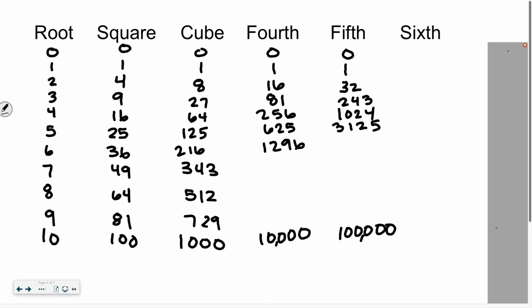And I'll put a few in my sixth column. 0, 1, 64. This will be 729. This is 4,096. And I think this one might be 15,625. Someone want to double check me on 5 to the 6th? Okay. And then 1 million.